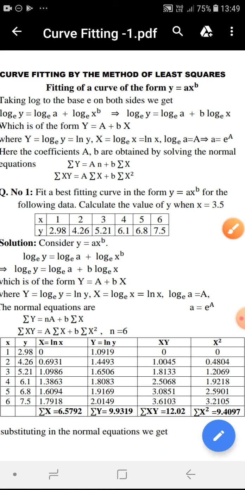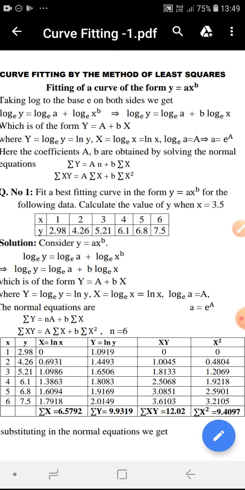Substitute these values in the equation y equal to a into x power b, which will give the required curve for the data. So as an example, first question: fit a best fitting curve in the form y equal to a into x power b for the following data. Calculate the value of y when x is equal to 3.5. A table of x and y values is given. Clearly there are 6 x and y values, so n will be equal to 6.